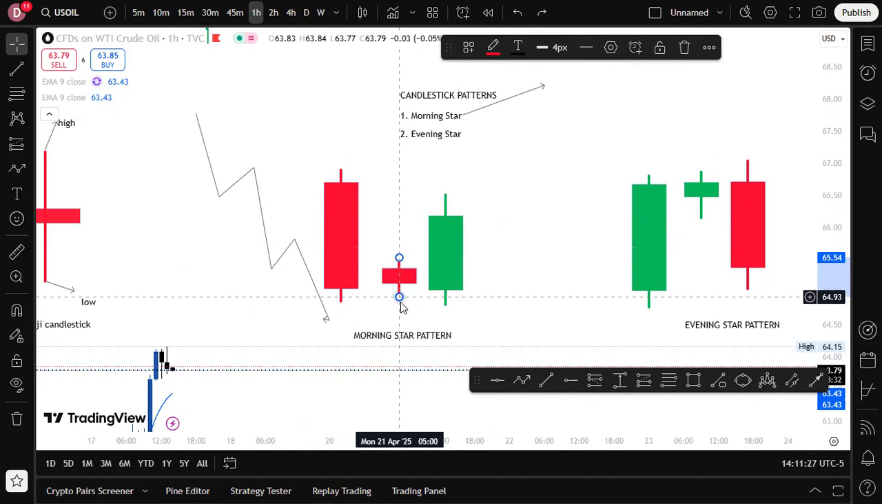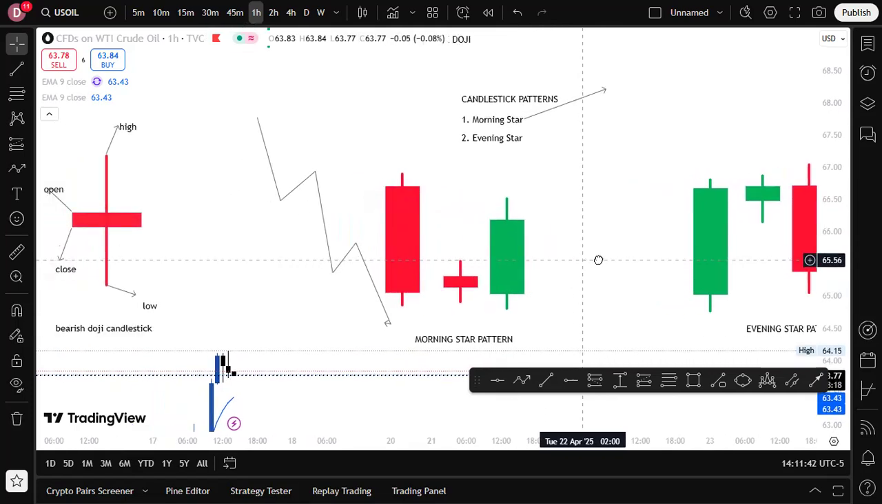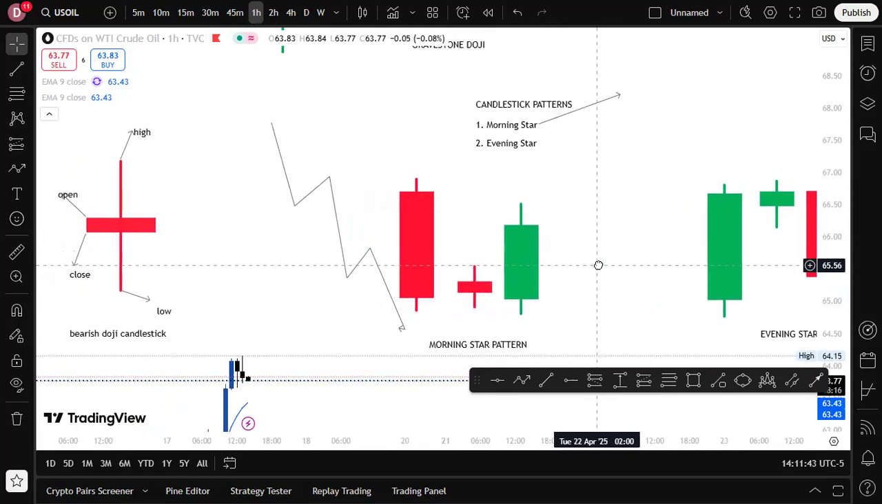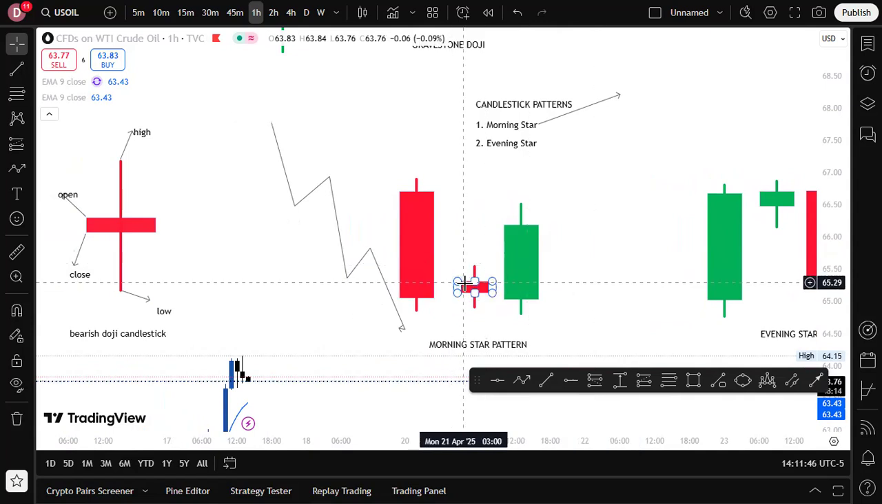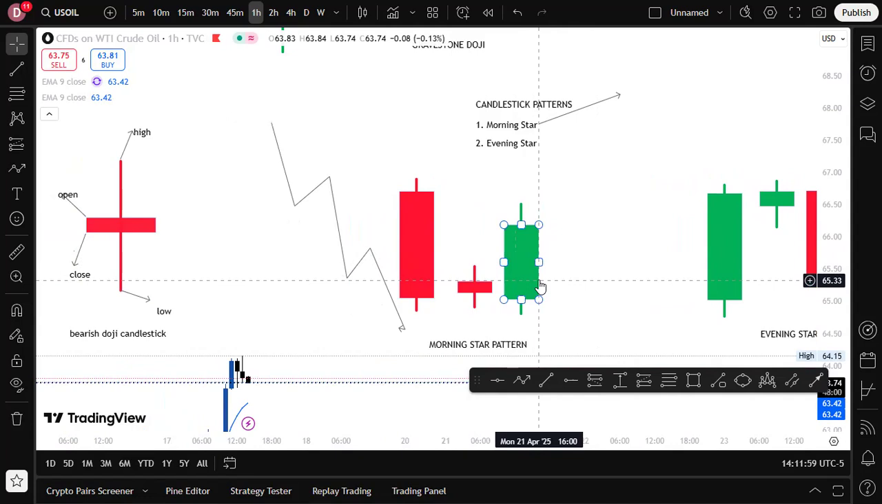It may have a wick, right? So this small little candle can be either bearish or bullish, so it can be either red or green. It doesn't really matter. If you see a morning star candlestick pattern, this middle, second candle can be either green or red, either bullish or bearish. But the first candlestick for a morning star has to be bearish, and then the third candlestick has to be bullish.